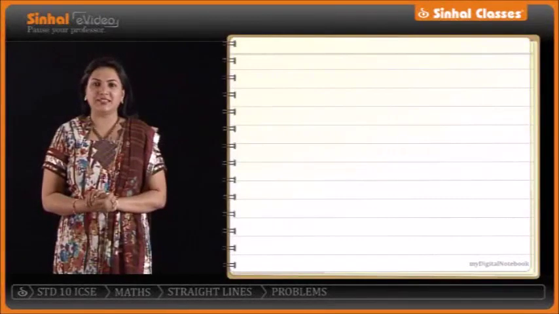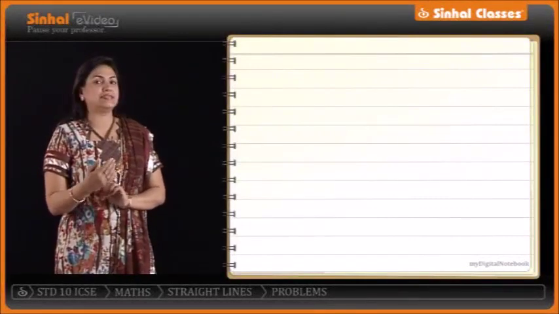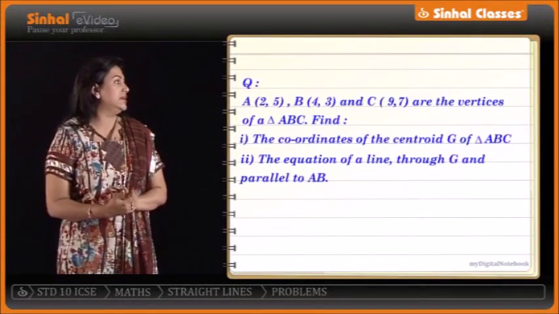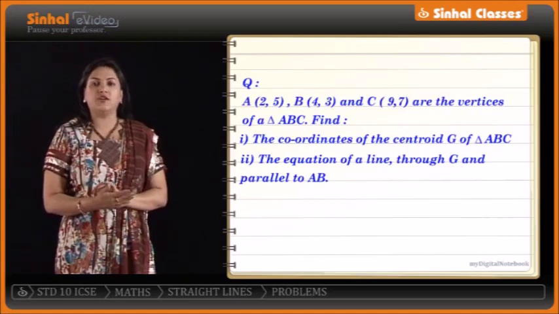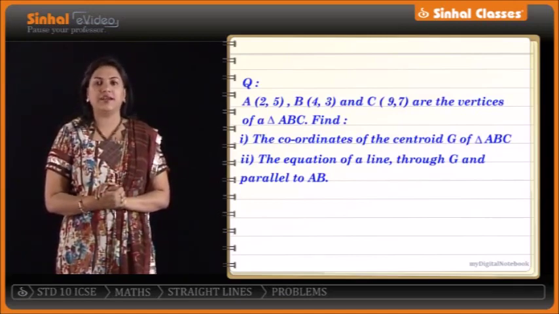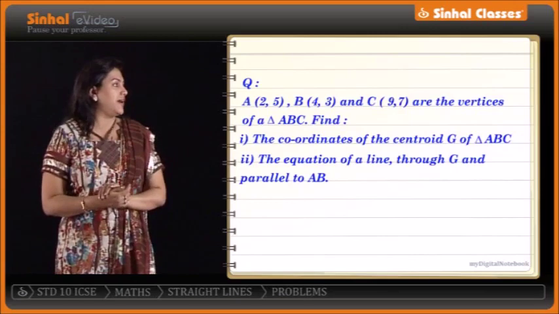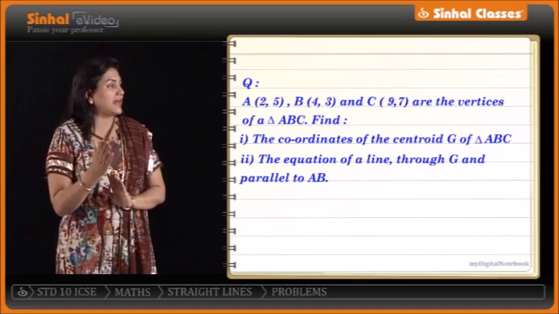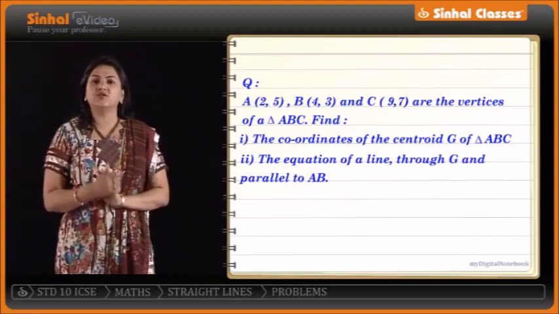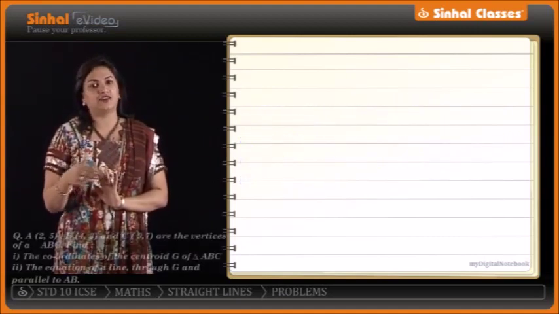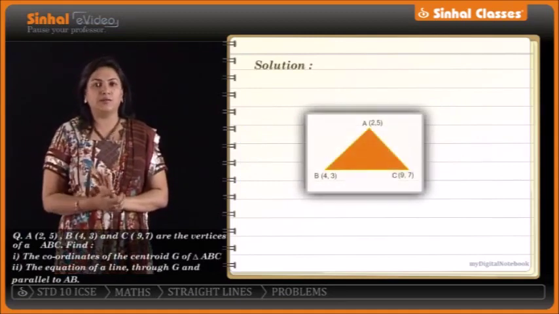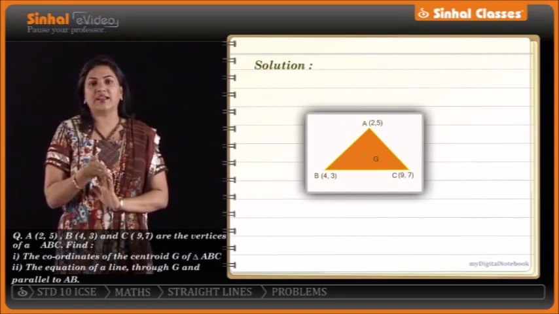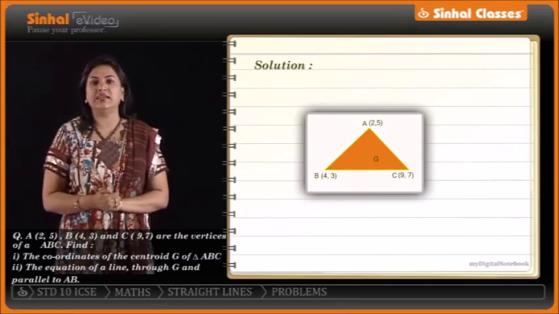Now let's look at our next problem. A, B, C are the vertices of triangle ABC. Find the coordinates of the centroid G of triangle ABC and also find the equation of a line through G and parallel to AB. So we first draw the figure as a triangle ABC, mark the point G which is the centroid, and we draw the line parallel to AB as DE.